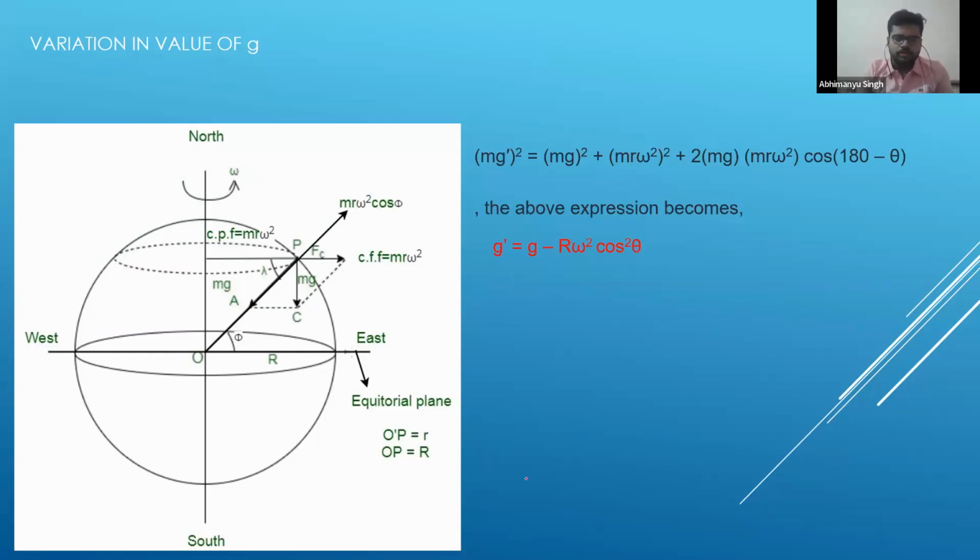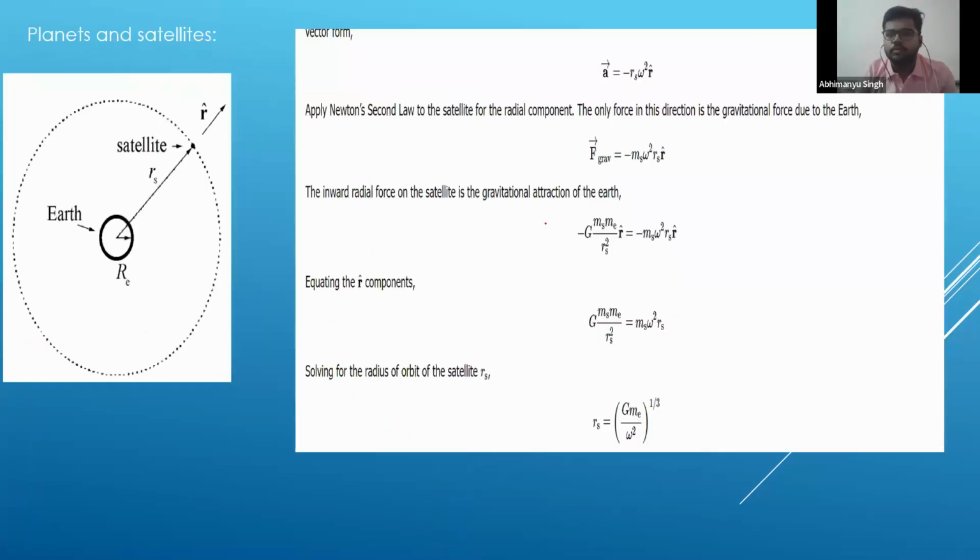So this is mg, and this is a particle here. This is mg, and this here is the centrifugal force, the pseudo force. When we find the value of g effective, it comes out in this direction. It is g prime. So now we will move on to orbit analysis.